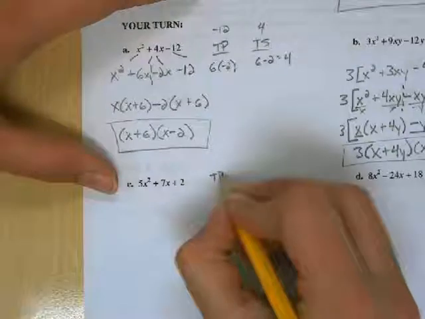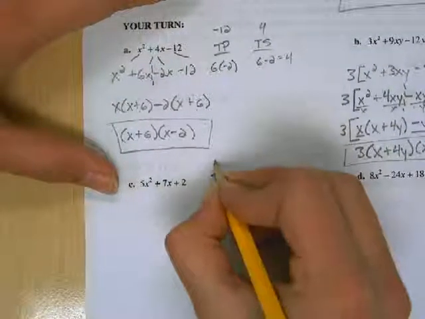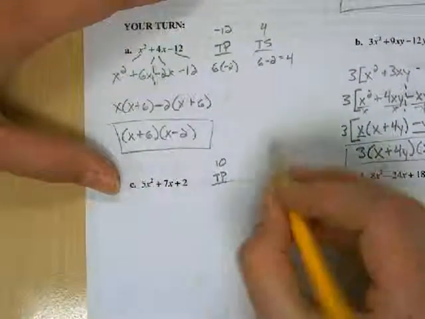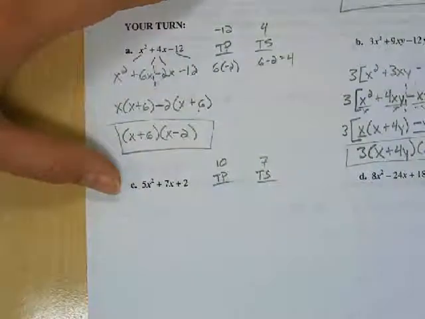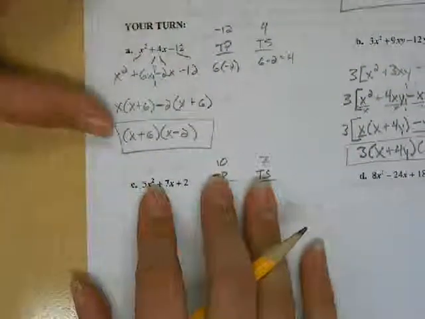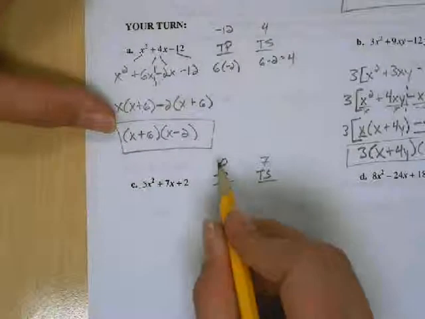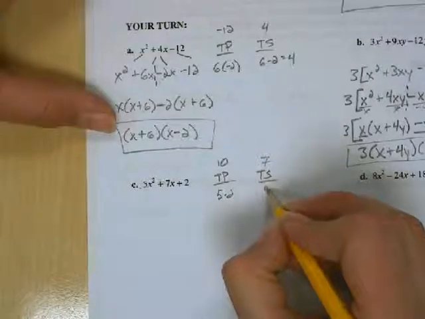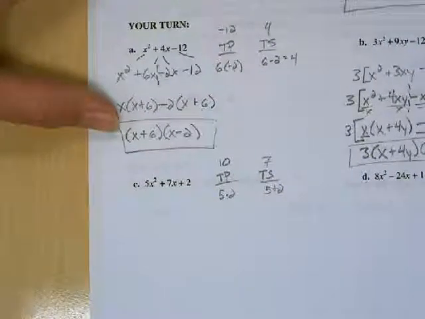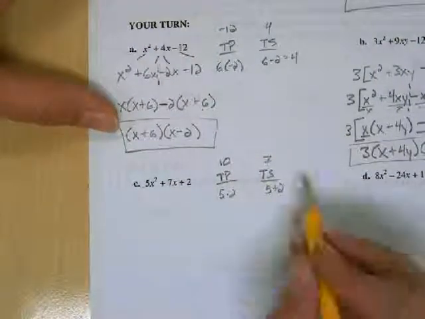Target product. Make sure you multiply. 5 times 2 is 10. Target sum, that middle term is positive 7. Okay, hopefully this part's getting really comfortable and easy for you. Now, two numbers that multiply to 10 but add to 7. 5 times 2, 5 plus 2. Okay, again, you can list out all of your options if you don't see it right away.